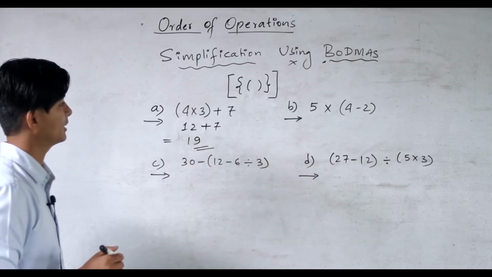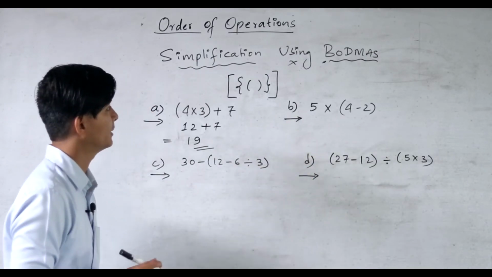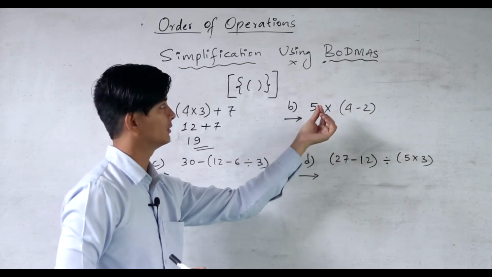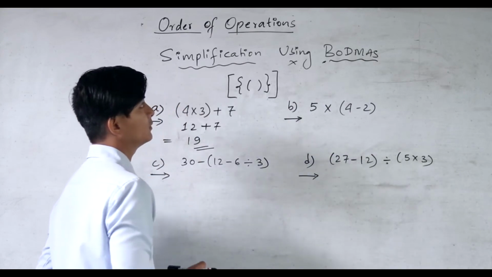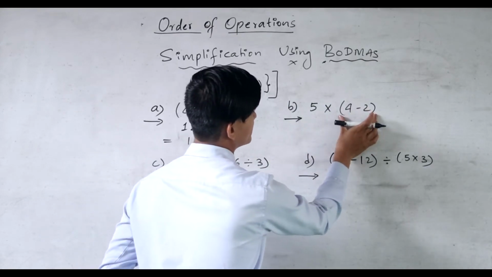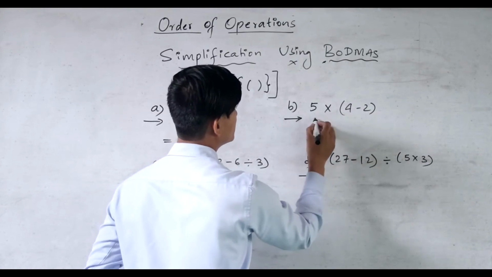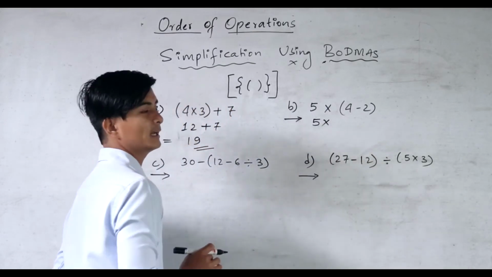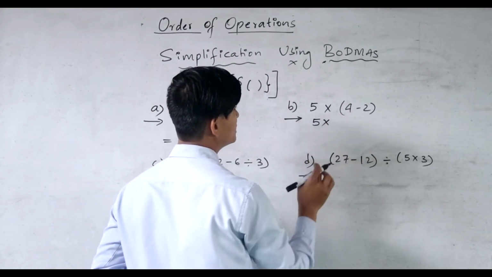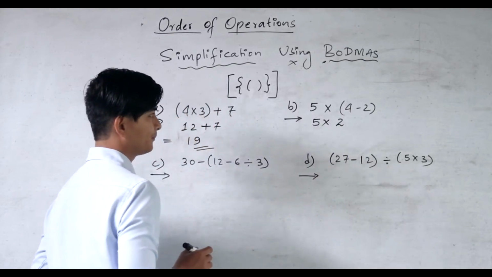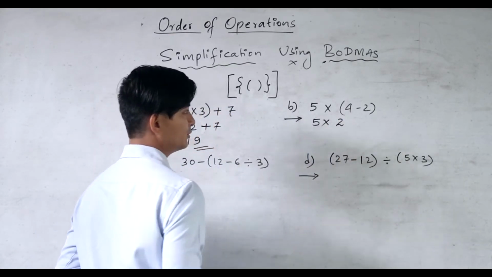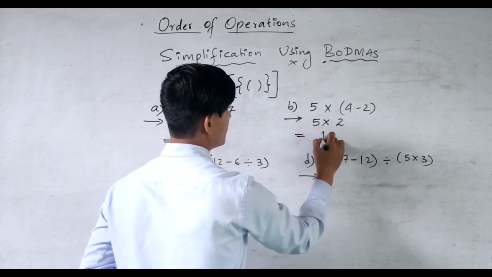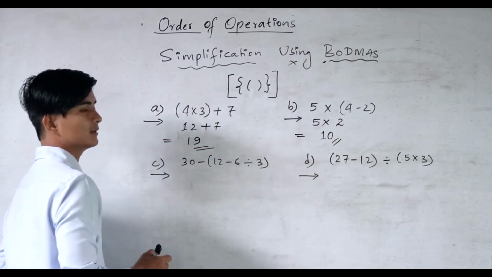In this way you can try this one as well. It is also very simple. We have to deal with this bracket first, don't multiply it yet, because as I've already told you, we deal with the bracket first. So keep this as it is. Inside the bracket we have 4 minus 2, which gives 2. Don't put the bracket now, because we have already solved it. So 5 times 2 is 10. In this way you can do it.